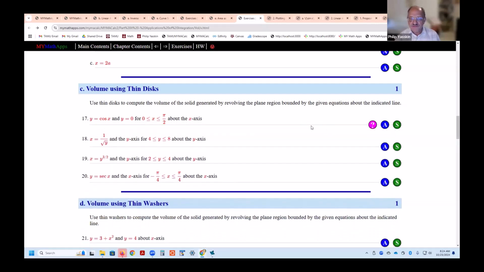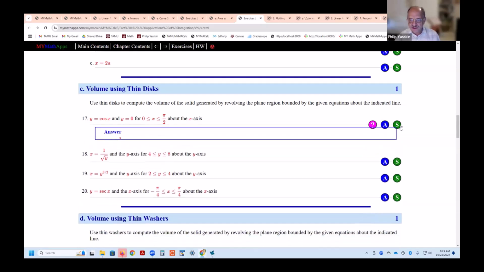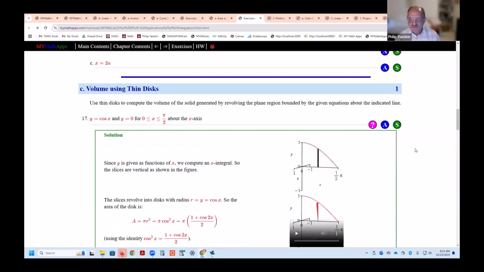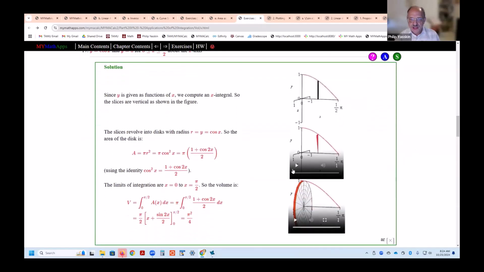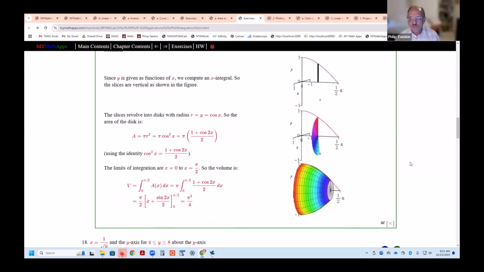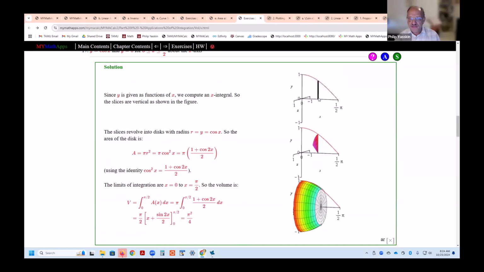And if they're really having trouble and they try again, can't get the answer, they can read a full solution, which has several graphics in the solution, helping them understand how the slicing is made, how it revolves, in this case, to make a disc, and how we accumulate discs to do the integral.